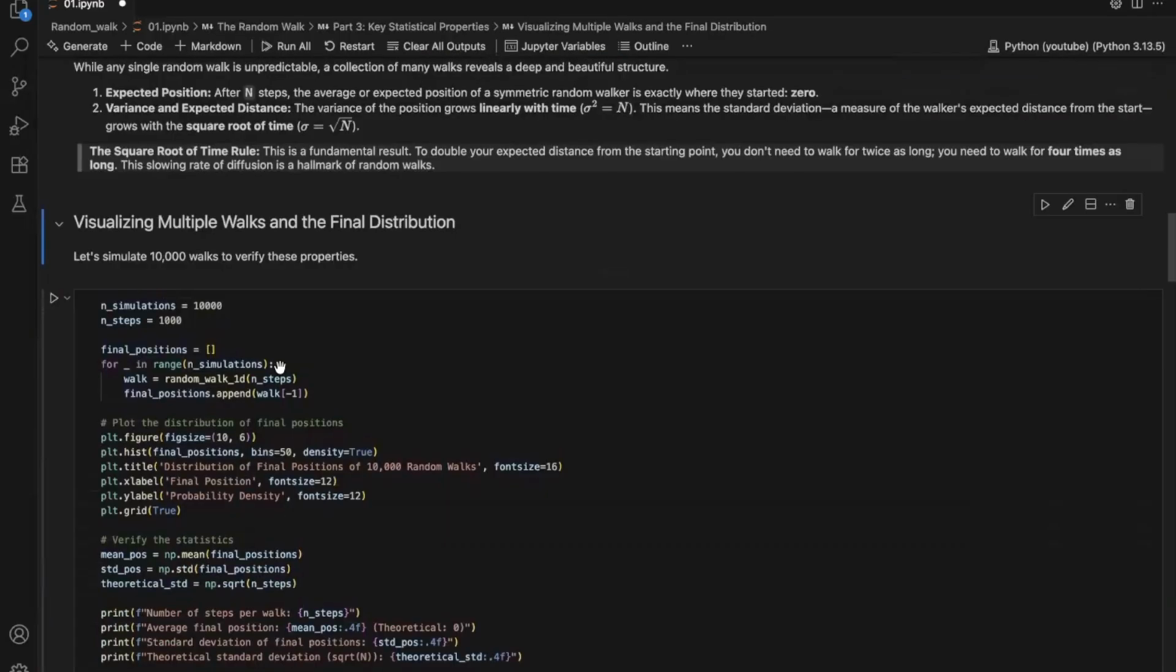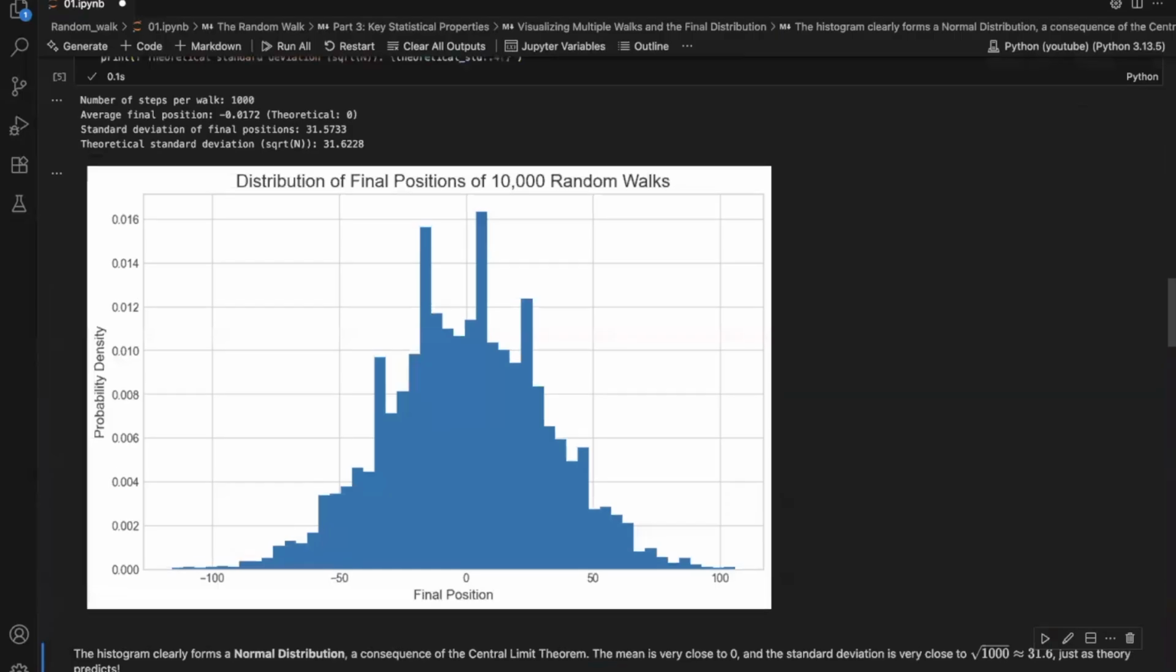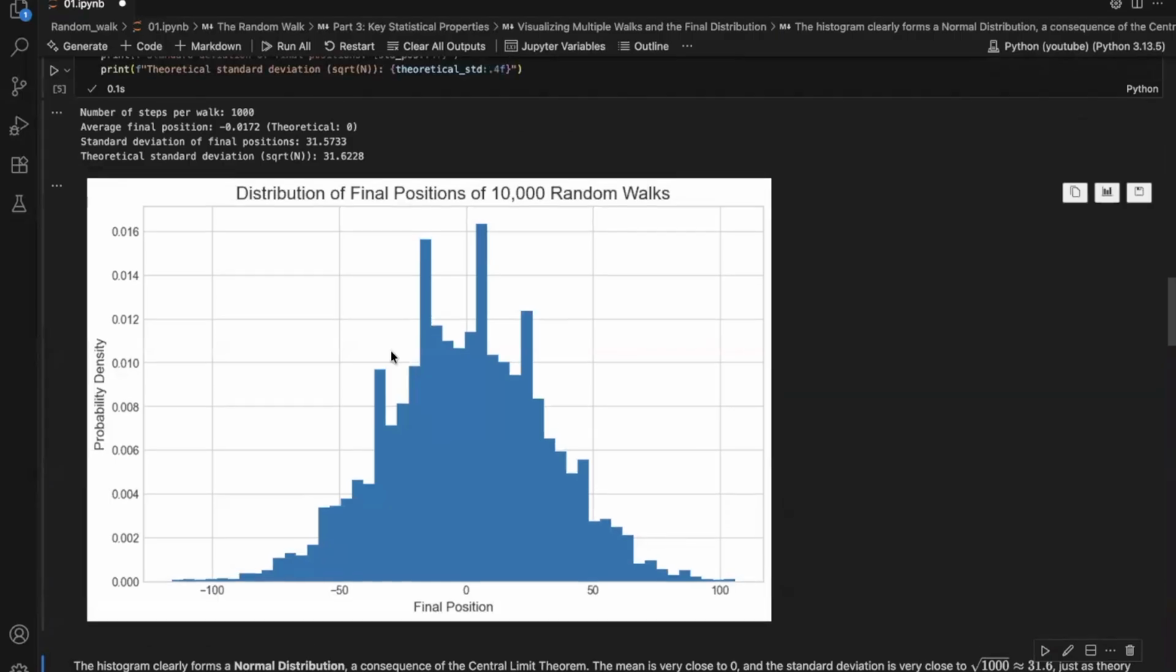Now, let's verify this. We are now going to simulate 10,000 different random walks, each 1000 steps long, and look at where they all end up. So this snippet does the exact same logic. So now, if we run this, here is our result. Look at this histogram of final positions. It forms a perfect normal distribution, which is the direct consequence of the central limit theorem.